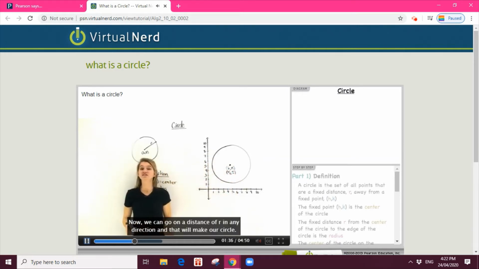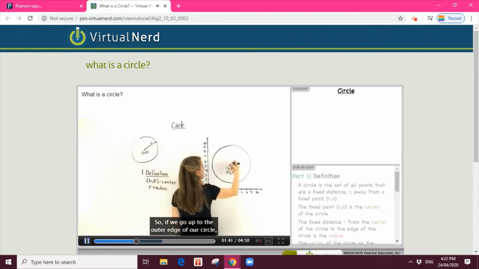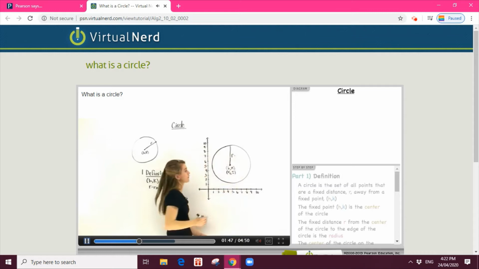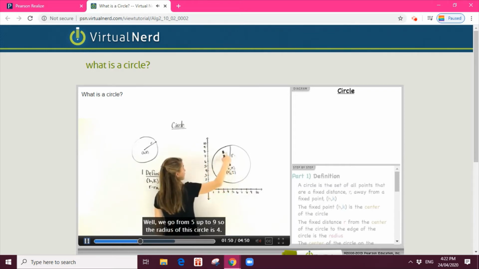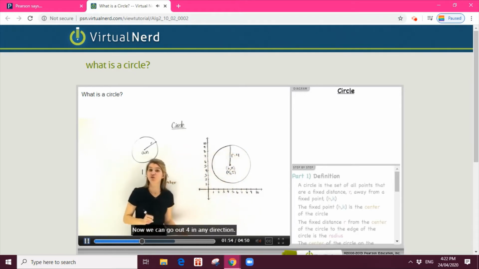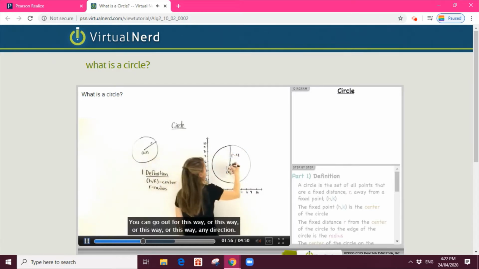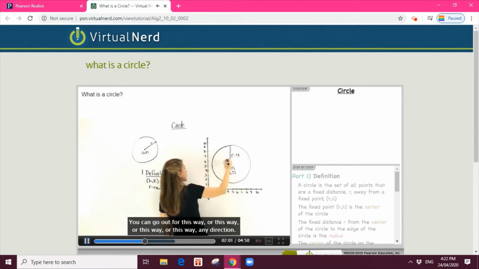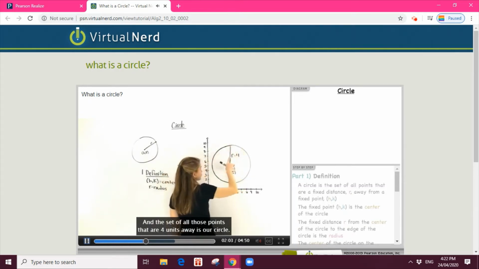Now, we can go at a distance of r in any direction, and that will make our circle. So if we go up to the outer edge of our circle, this distance here is r, the radius of our circle. Well, we go from 5 up to 9, so the radius of this circle is 4. Now we can go out 4 in any direction. We could go out 4 this way, or this way, or this way, or this way, any direction, and the set of all of those points that are 4 units away is our circle. So this is our circle right here.